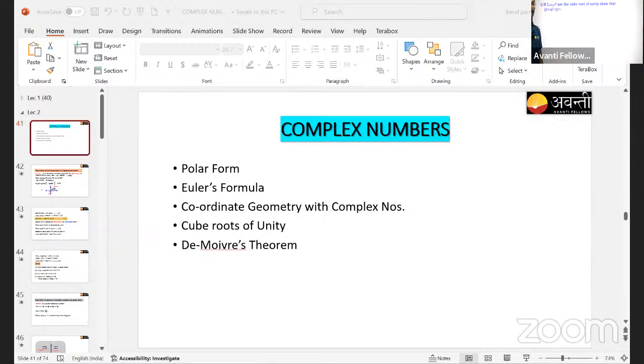The next question is based on cube roots of unity. Again, these are show-that questions. They can easily be converted into MCQ types, so don't worry. For cube roots of unity, we have two properties. Do you remember? 1 plus omega plus omega square is equal to 0. And second is omega cube equals 1.